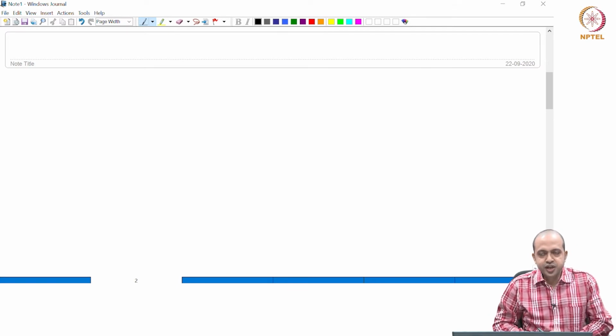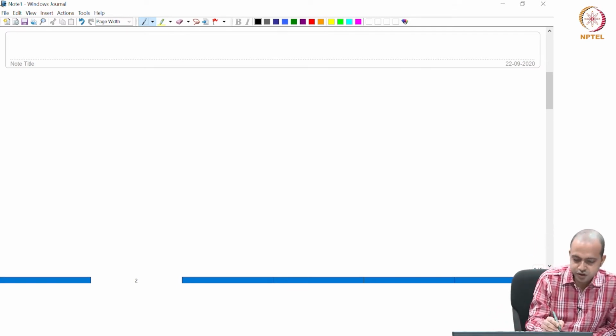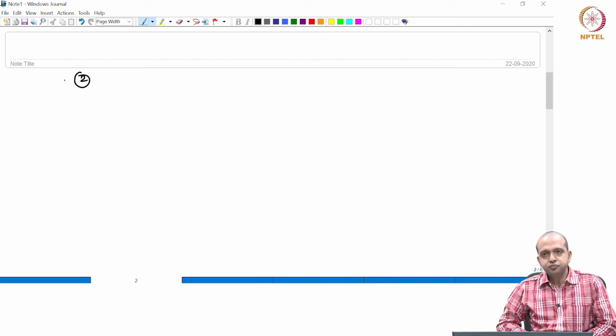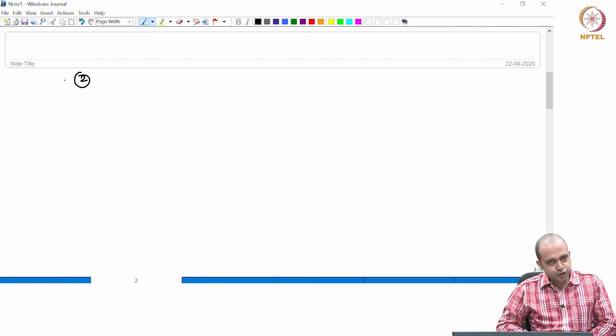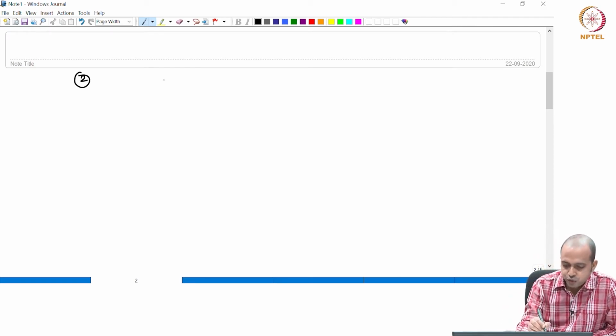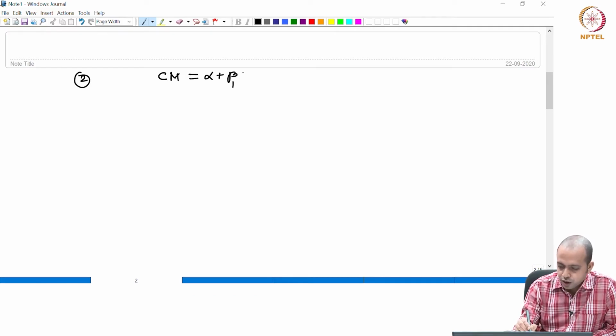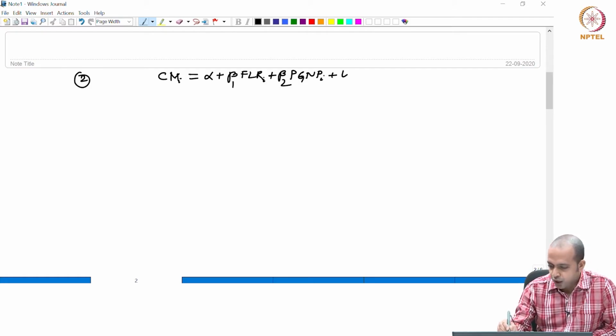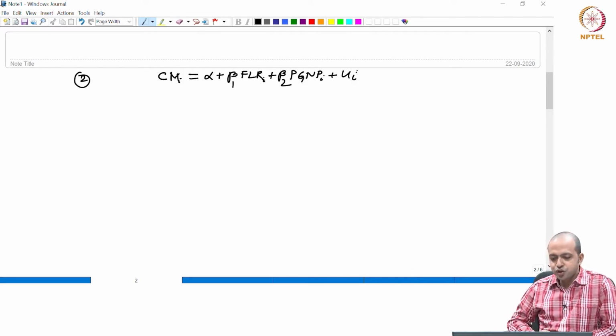And what was your second hypothesis? The second hypothesis that we were testing in the context of a production function, or here in this context also you can check it, when your model was CM equals alpha plus beta 1 FLR plus beta 2 PGNP plus ui. So, what was the second hypothesis we are testing?